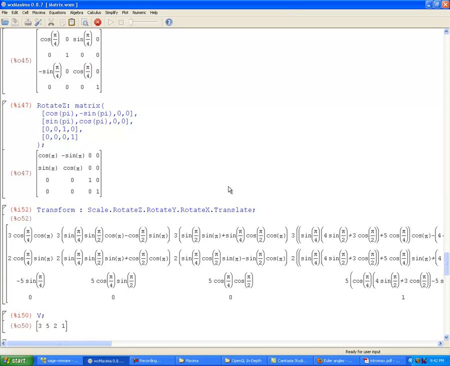Well, order of operations really matters. Remember how we have to multiply things in a certain order? Well, that hasn't changed. We have to multiply in a certain order in order to get the proper result. So I'm going to multiply backwards from the order in which I'm going to do something. Say I want to translate first, then rotate in x, then rotate in y, then rotate in z, and then scale it. I have to do it in reverse order. So I'm going to multiply first by scale, then rotate z, then rotate y, then rotate x, and then the translate matrix. I have to multiply it in that order.